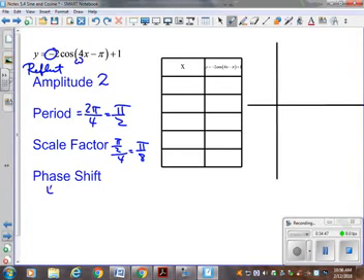Phase shift. What is 4x minus pi equals 0? Because you add pi and divide by 4. So I made it go to the right, pi over 4. And what's this 1 on the end going to do?